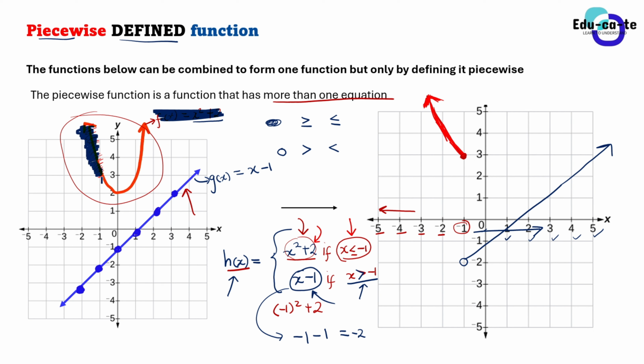And when we reach -1, we put a shaded circle there. Why did we put the shaded circle at this point? It is because there is an or equal to sign. In this case, we've got a less or equal to type of sign. So basically, that's how we handle it.